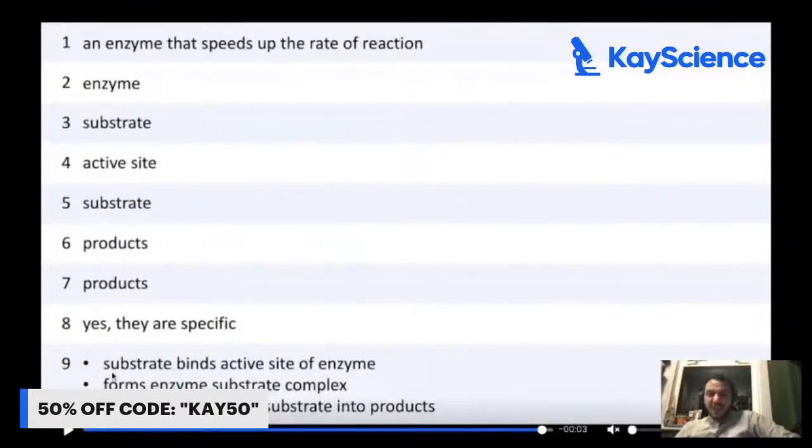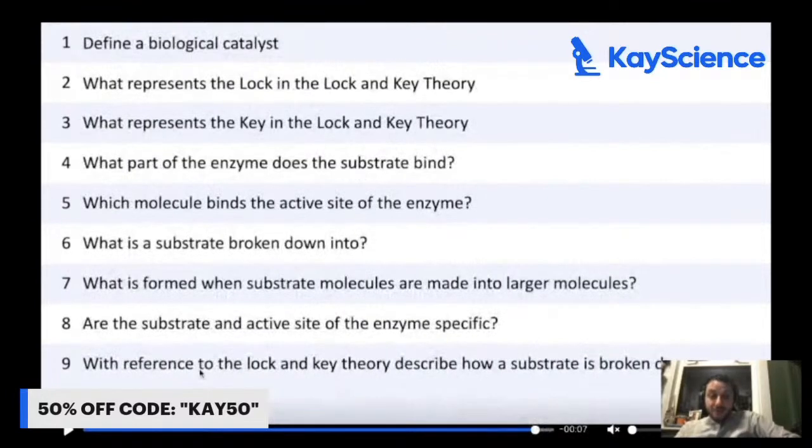So question 9 was a 2-mark question in the exam where they ask you to refer to the lock and key theory to describe it. It's really important, the key words here. Substrates bind the active site of the enzyme. In an exam, you have to write active site of the enzyme. So if we go back and look at this exam question, with reference to the lock and key theory, describe how substrate is broken down.